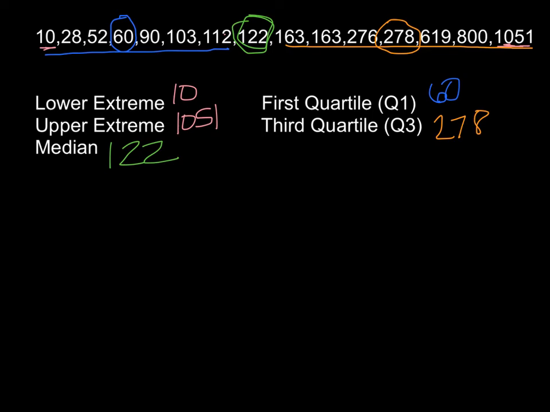We have all the numbers we need in order to make our graph now. So let's add our number line and then figure out how in the world we're going to graph this.